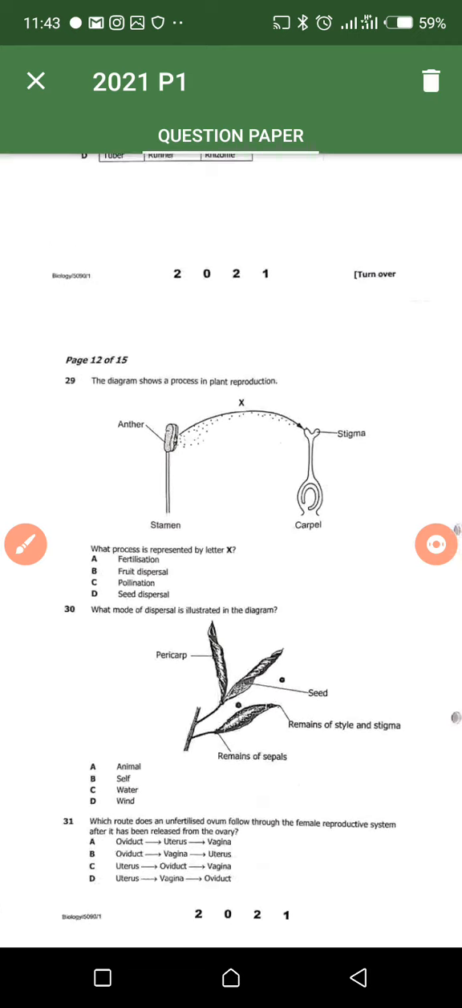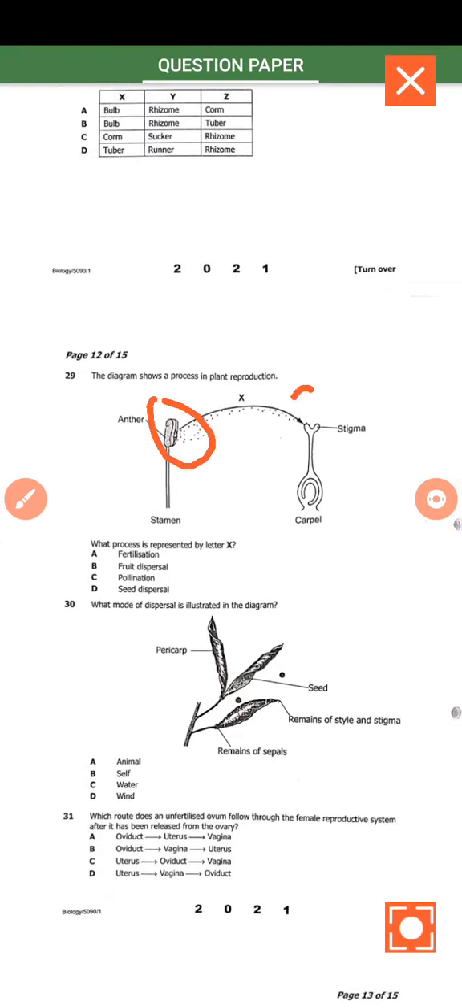Then 29, the diagram shows a process in plant reproduction. This is the anthers, which is the male part of a plant, and this is the stigma, which is the female part of the plant. You can see pollen is being transferred from the anthers to the stigma. So what process is this? This is pollination. So the answer there is C.